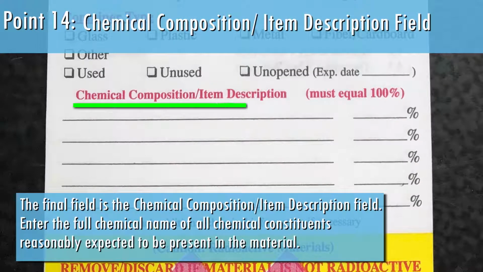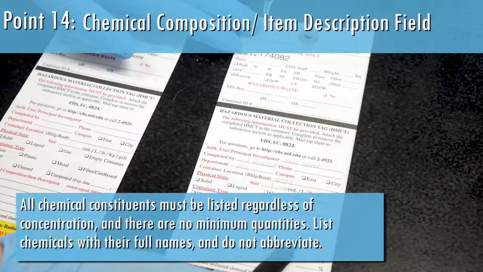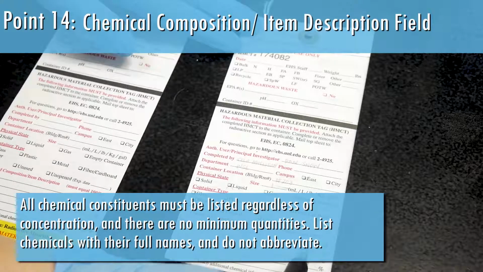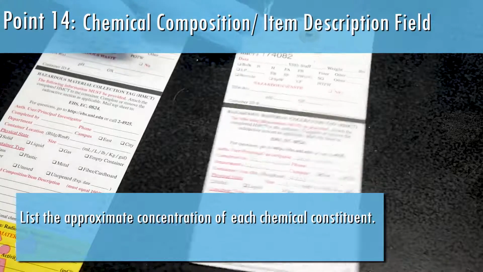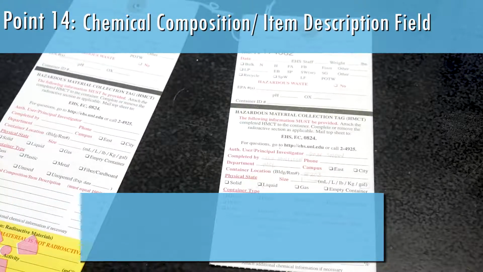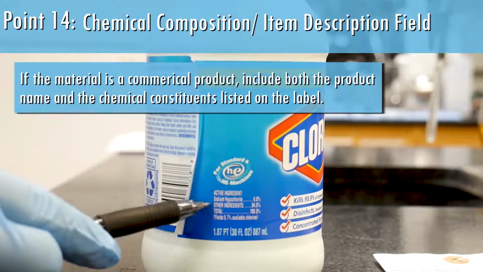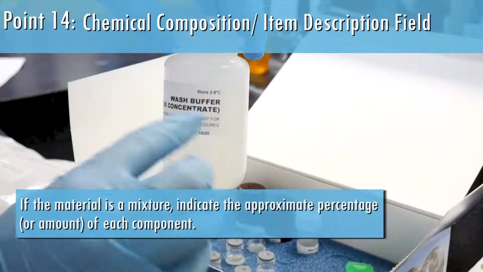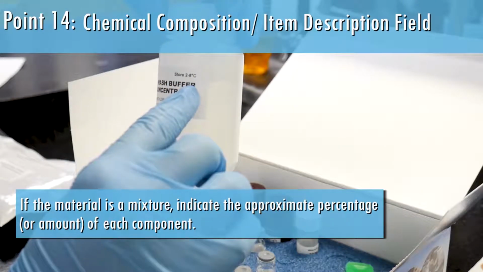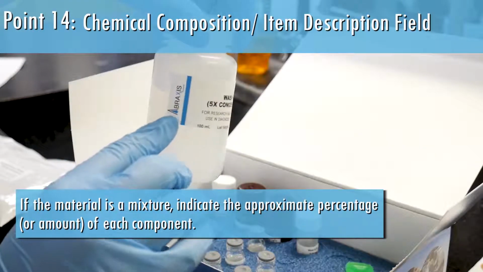The final field is the chemical composition / item description field. Enter the full chemical name of all chemical constituents reasonably expected to be present in the material. All chemical constituents must be listed regardless of concentration, and there are no minimum quantities. List chemicals with their full names and do not abbreviate. List the approximate concentration for each chemical constituent. If the material is a commercial product, include both the product name and the chemical constituents listed on the label. If the material is a mixture, indicate the approximate percentage or amount of each component.